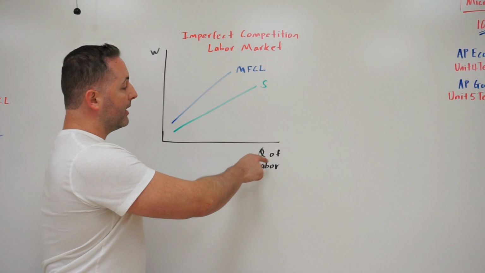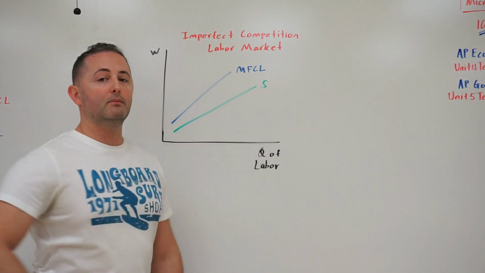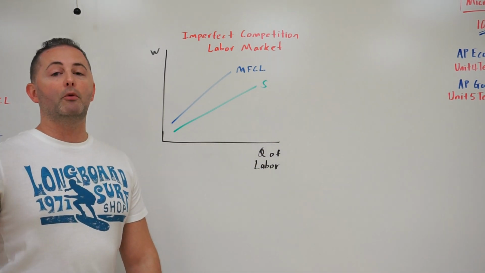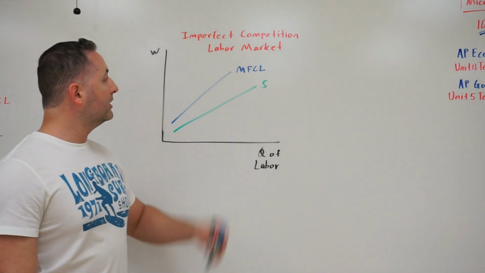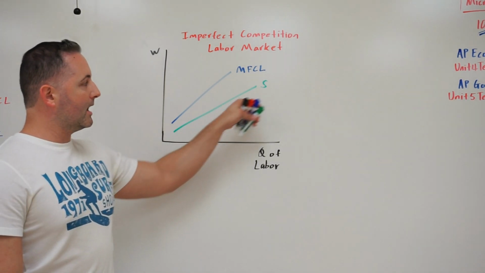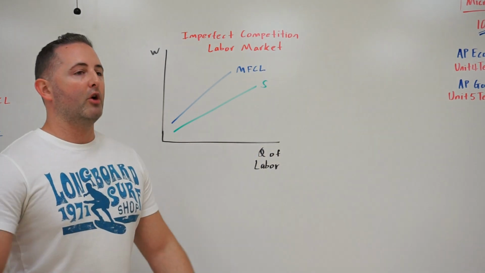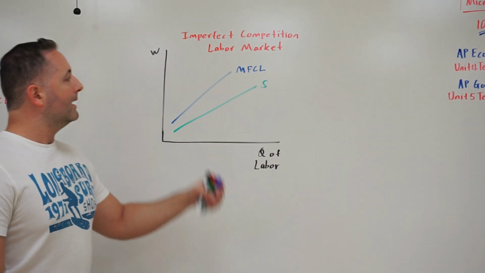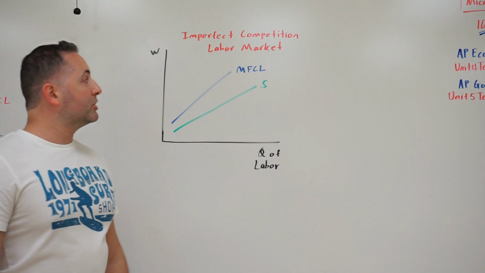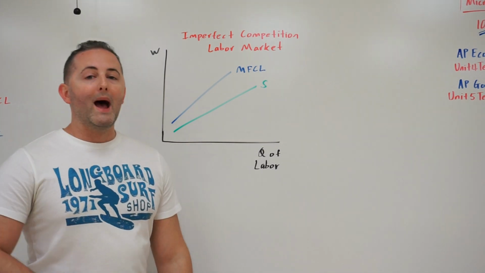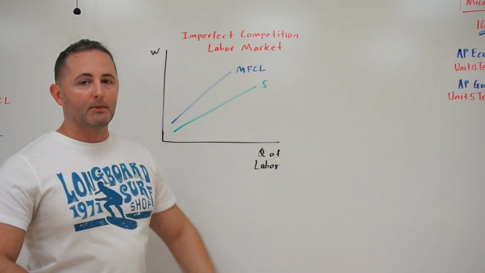So as they want to employ more units of labor, it's going to cost them higher and higher wages to get. They have to pay people in order to get those units of labor. So that's the upward sloping supply curve. It's the same reason that the labor supply curve is upward sloping that we've talked about in previous videos, right? But what about this marginal factor cost of labor? Why isn't it the same as the supply curve?